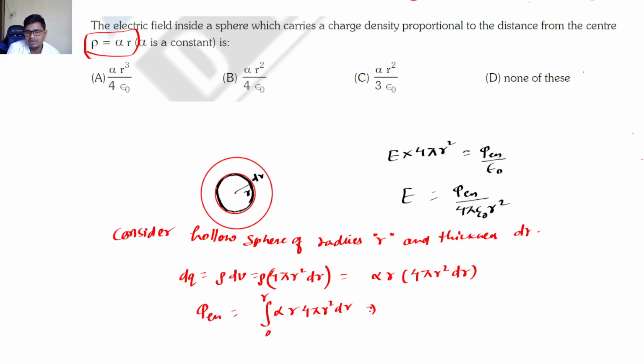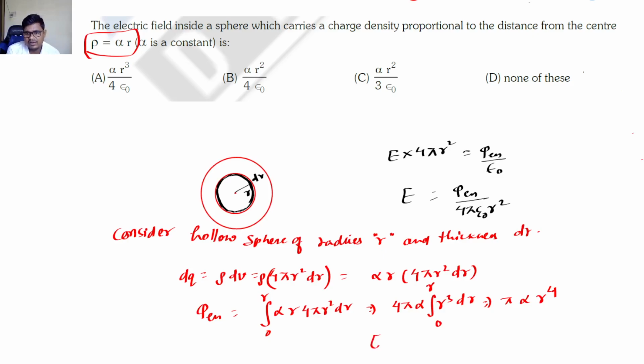Now I will take the constant out, 4 pi alpha is constant that we can take out, and this is r cube dr from 0 to r. So in this case we will be getting pi alpha r raised to the power 4. Okay, so this is our Q enclosed, pi alpha r raised to the power 4.